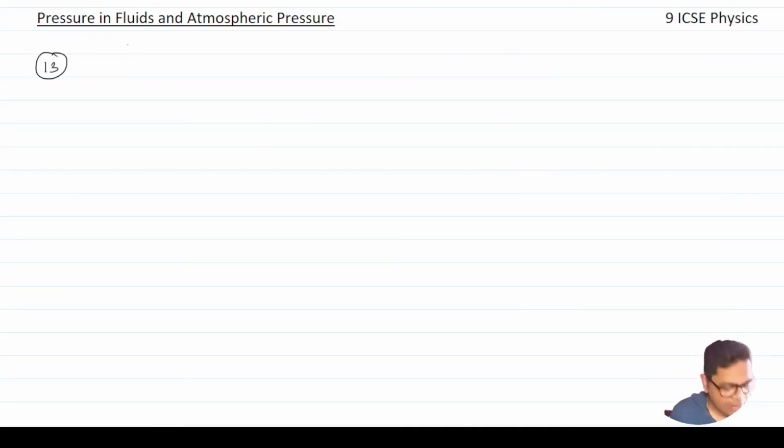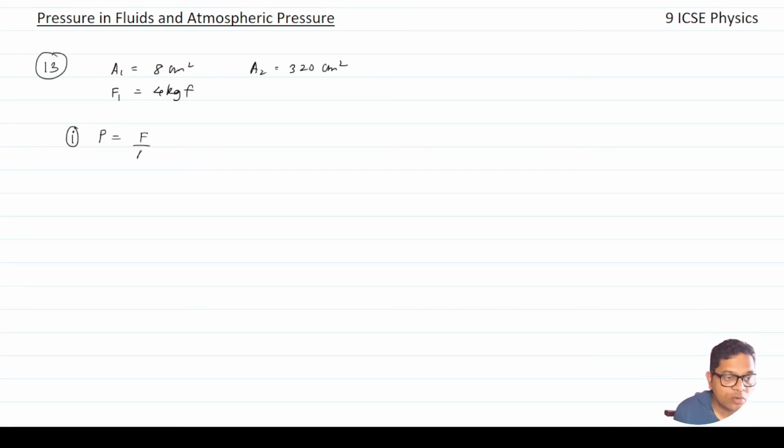In question 13, again there are two pistons. The area of the smaller piston is 8 centimeter squared and the area of the bigger piston is 320 centimeter squared. Then they have said that on piston 1, there is a mass kept of 4 kg. So therefore the force will be 4 kgf. They are asking for the pressure on piston 1. So pressure is force upon area. So this will be 4 kgf upon 8 centimeter squared. That will be 0.5 kgf per centimeter square. That will be the pressure.